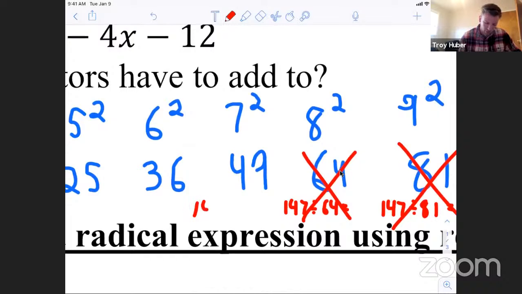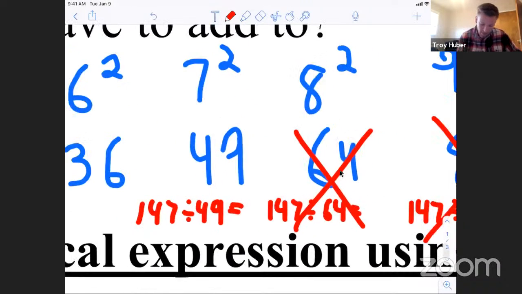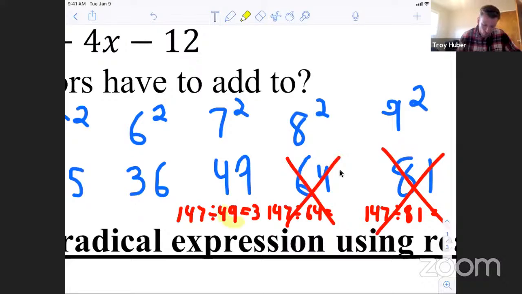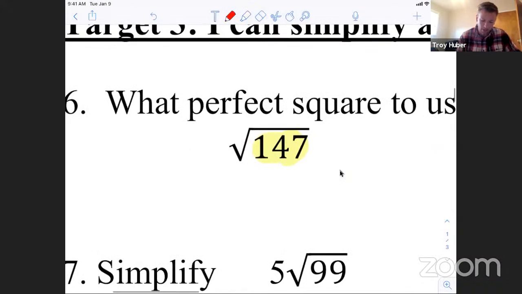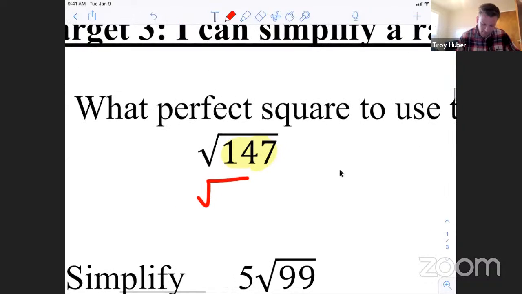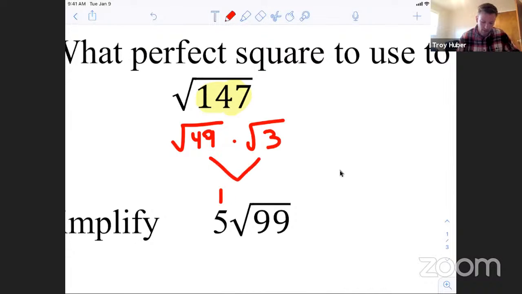Let's try 49. 147 divided by 49. Ooh, I got a nice number. All right, we found something that we can use to simplify this. When I did my division, I got 3. So that means that 49 times 3 is 147. So that's what I'm going to use to simplify this. Instead of writing it as the square root of 147, I'm going to write it as the square root of 49 times the square root of 3, because 49 times 3 is 147.